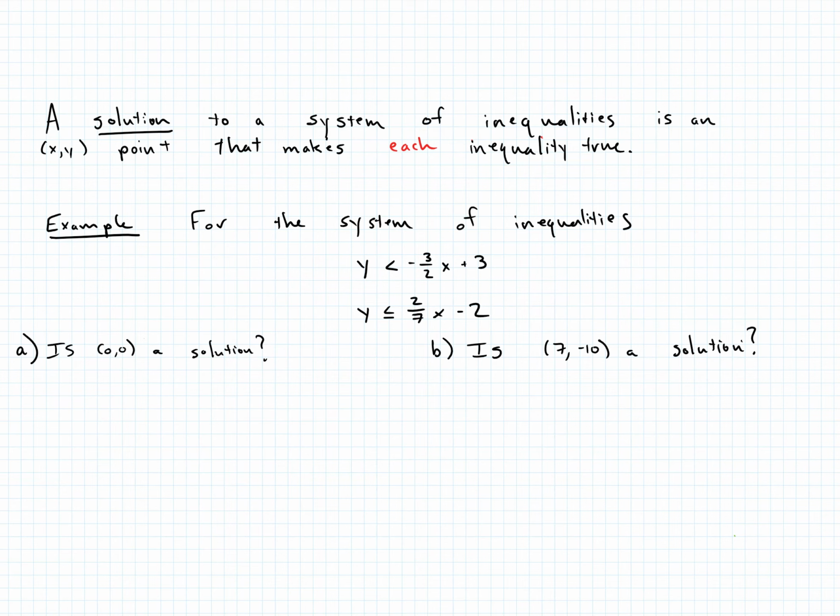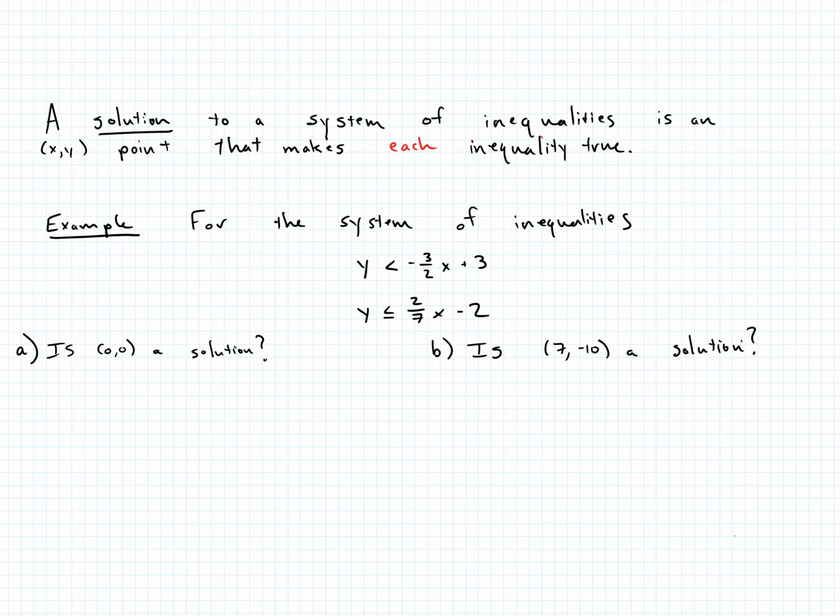Okay, first of all, you might be asking yourself, what does a solution to a system of inequalities look like? Well, a solution to a system of inequalities is an x, y point that makes each inequality true. So we're going to do an example. For this system of inequalities, y is less than negative 3 over 2 x plus 3, and y is less than or equal to 2 over 7 x minus 2. Part A, is (0, 0) a solution? And part B, is (7, -10) a solution?